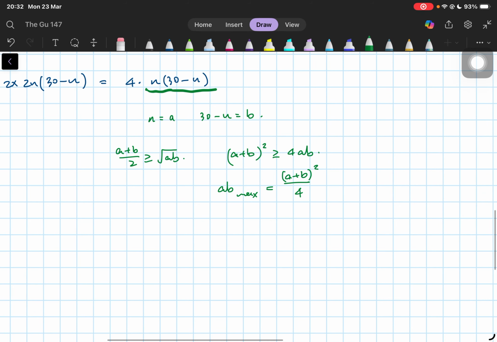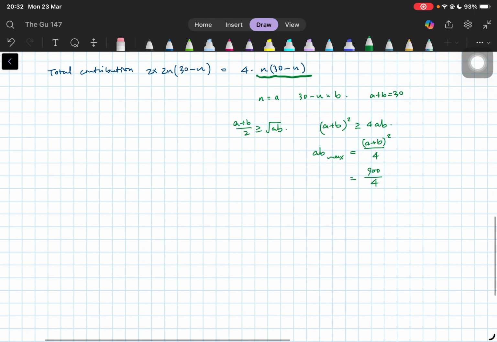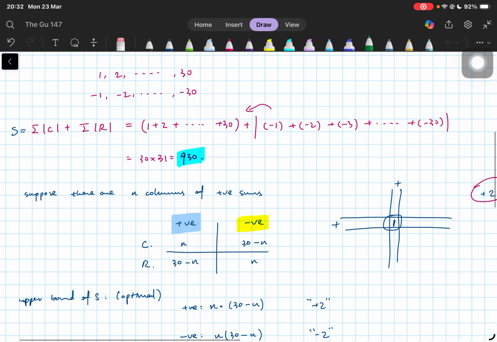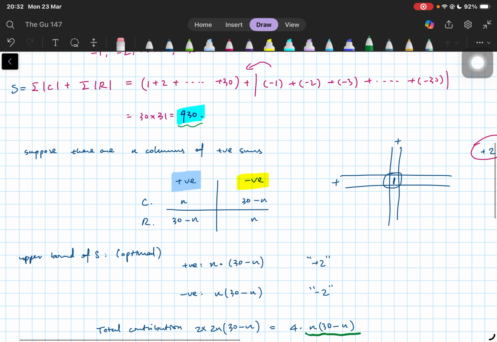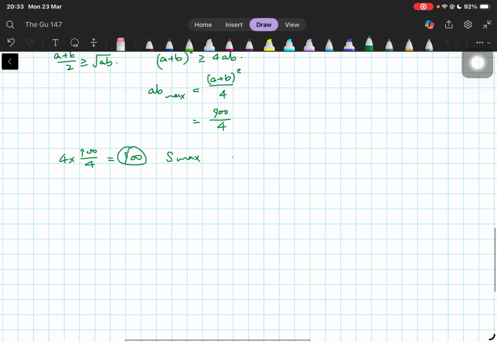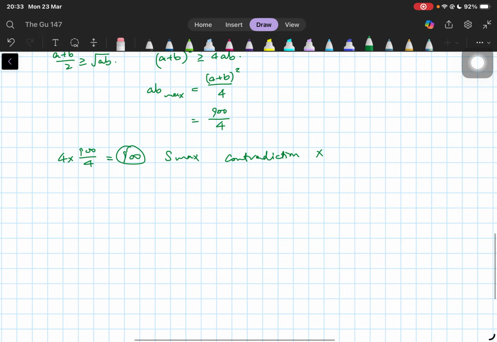So we can see that a plus b is 30 here. So the maximum value for their product would be 900 divided by 4. And if we substitute back into the original expression, 4 times 900 over 4 is 900. So the maximum value that S can obtain is 900. But previously we've concluded that S is 930. It's just a contradiction. So we've proven that it's not possible to have 60 different row sums and column sums.